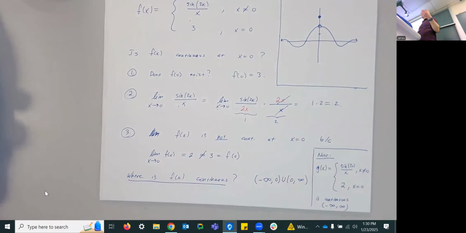So there's an example of what we call a point or removable discontinuity, which can be fixed, or I should say made continuous by moving one point up or down to fill in the hole that was there. Cool.